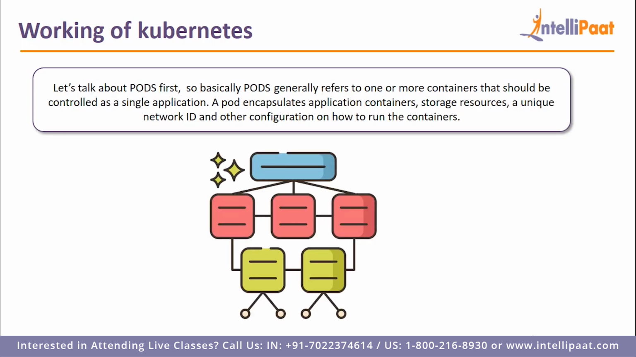Let's begin with pods first. Pods generally refer to one or more containers that should be controlled as a single application. A pod encapsulates application containers, storage, resources, a unique network ID, and other configurations on how to run containers. Let's imagine your application can be decoupled into 3 small containers, and these small containers together can be called a pod. Now these pods can have many replicas as well. Let's say I want to have 3 replicas of this one application which has 3 different containers inside of it. I can create that, and we get different pods along with it, right? So just think of pods as a set of containers. You have a set of containers inside of pods, right?